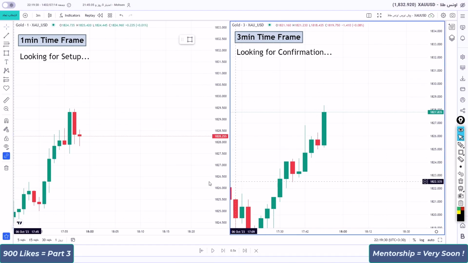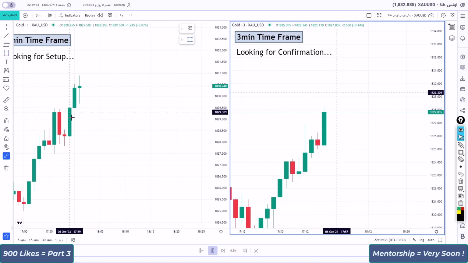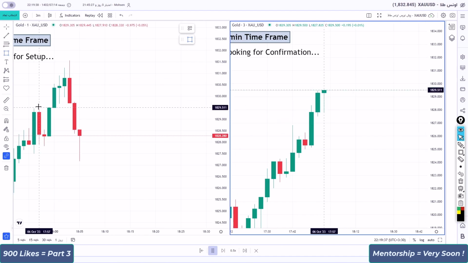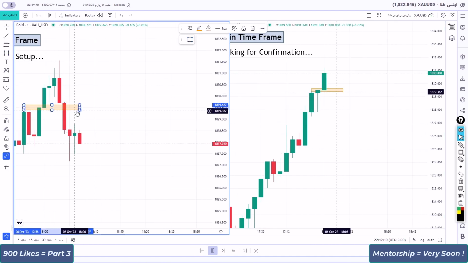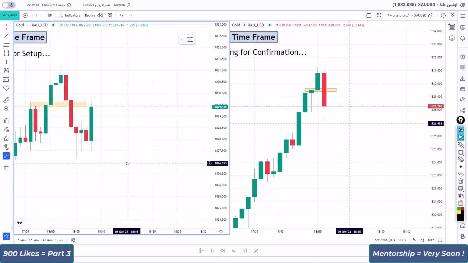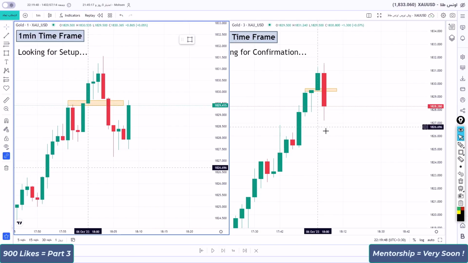Okay, now I played that. You see that we are going up here. We don't see any setup, and this is the 3 minute. Okay, it's coming down. It broke this. We have this QM. Hold on. Oh my God. All right. So now it's interesting. Look at this. This is the QM setup, right?